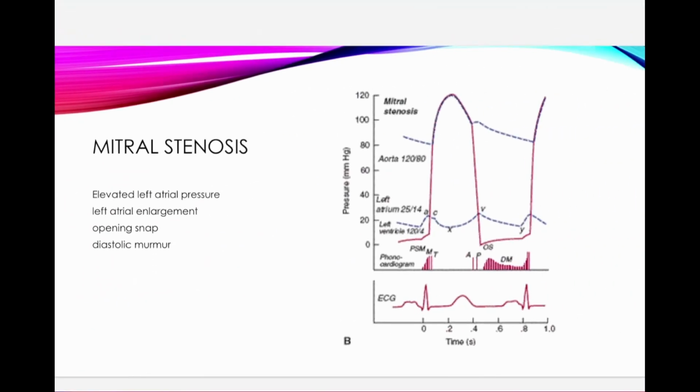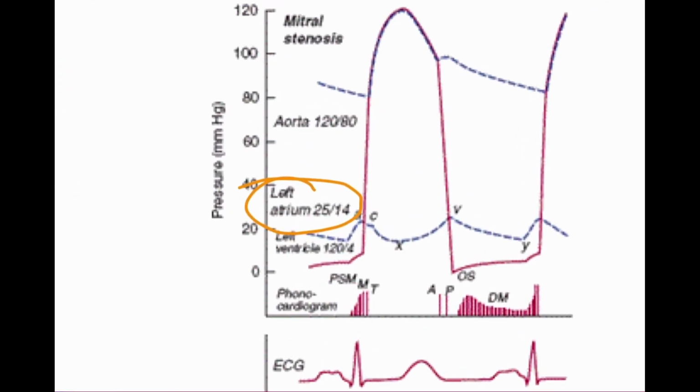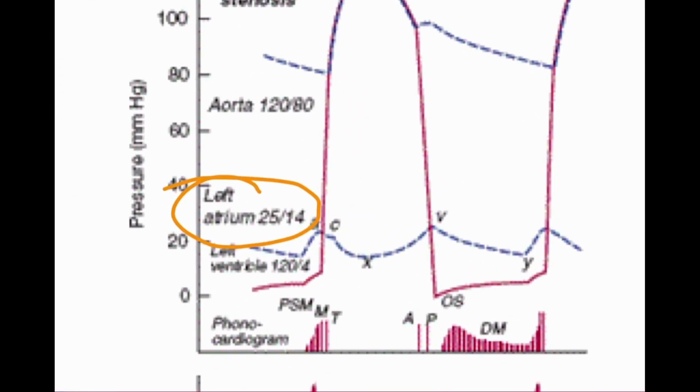Now, let's look at our pressure, our Wigger's diagram. Look at where the left atrial pressure is now. 25/14. That's very high for right atrial pressures. Or for left atrial pressures, that's high. Okay? Why is it high? Because it's having to generate more pressure to get the blood out of the atria.